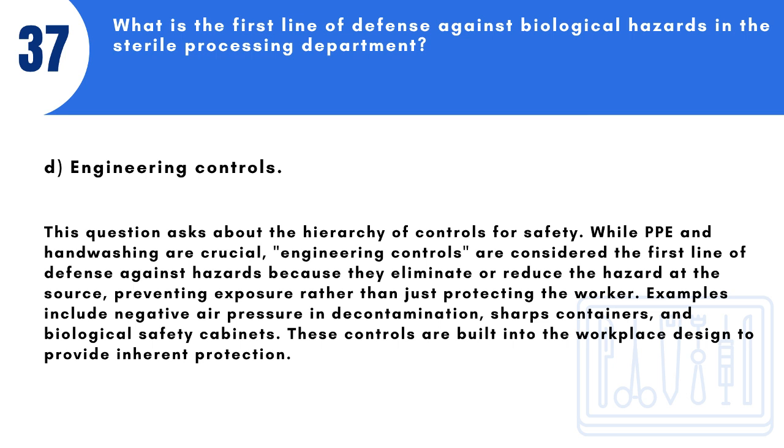Answer: D. Engineering controls. This question asks about the hierarchy of controls for safety. While PPE and handwashing are crucial, engineering controls are considered the first line of defense against hazards because they eliminate or reduce the hazard at the source, preventing exposure rather than just protecting the worker. Examples include negative air pressure in decontamination, sharps containers, and biological safety cabinets. These controls are built into the workplace, designed to provide inherent protection.